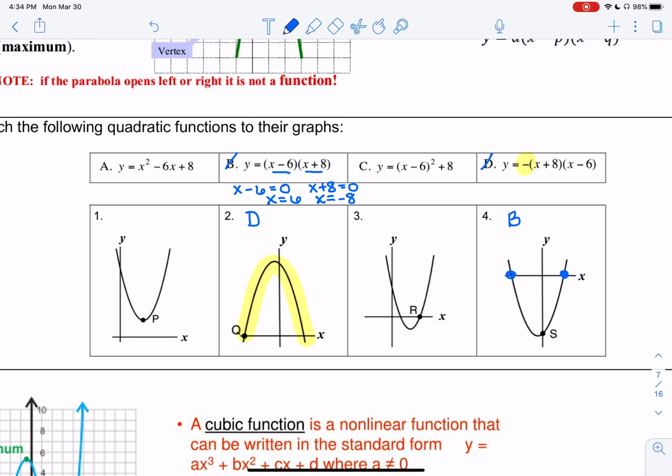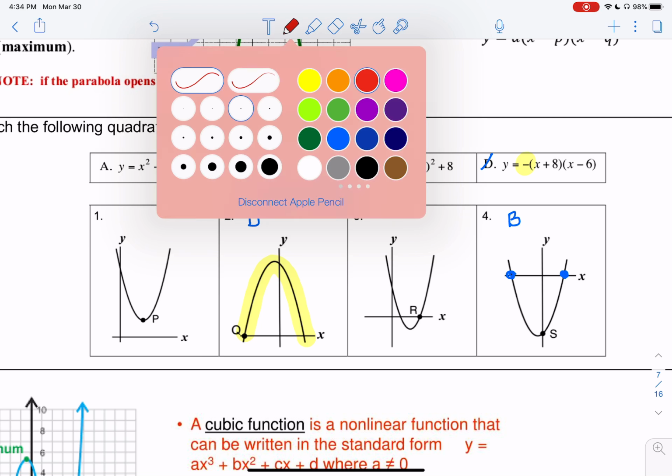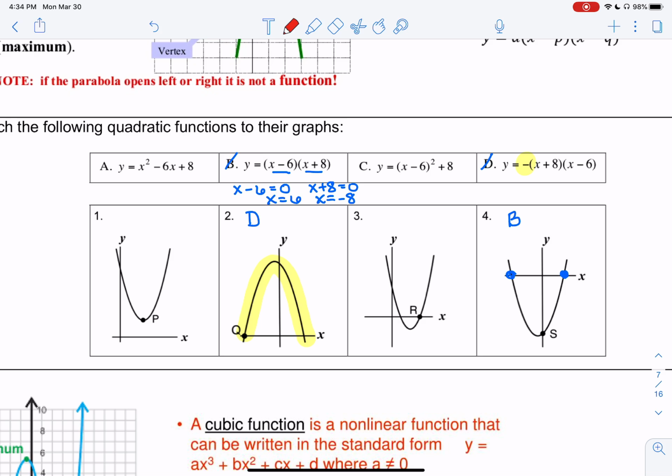Okay, now we've narrowed down to A and C and our answers for 1 and 3. So I'm going to focus in on question C right now. It is written in a special way. It's called vertex form. And it's mentioned up above on the right side what vertex form is.